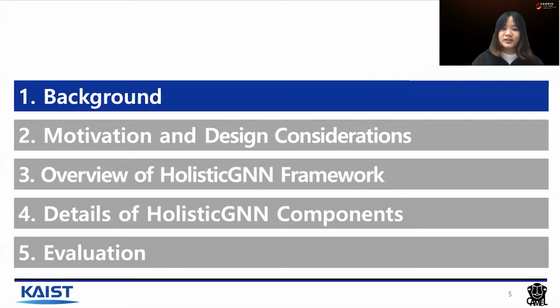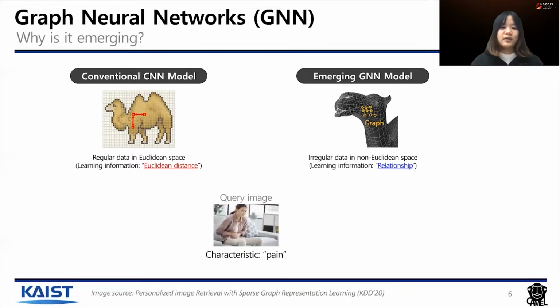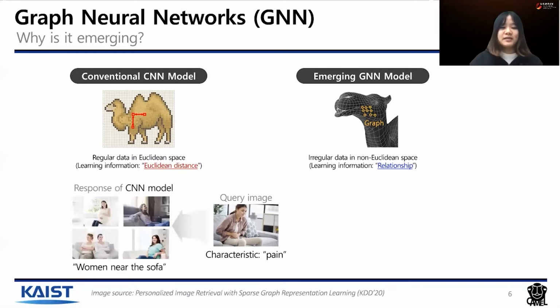Firstly, let's go over how GNN works. GNN can achieve higher accuracy than the conventional CNN model since CNN can only learn the distance information while GNN can learn the relationship between lots of data. For example, if a user queries an image which has a characteristic of pain, then CNN responds with woman near the sofa, while GNN can respond with the pain.